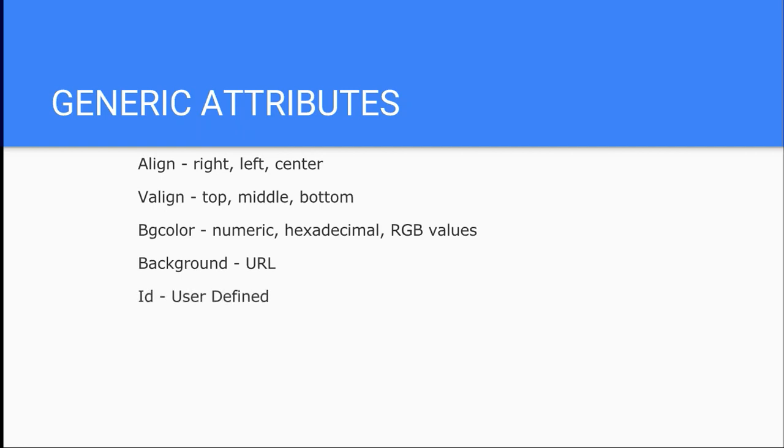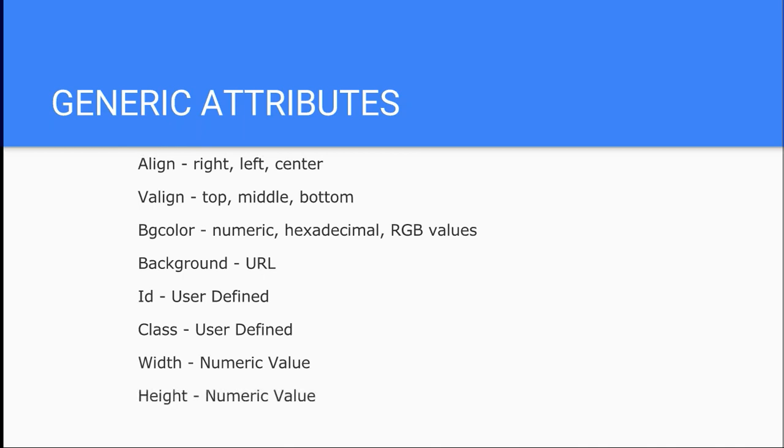And the next one is id. It's a user defined attribute, naming elements used with cascading style sheets, that means CSS. So we will discuss this when we deal with CSS. The next one is class. This is also user defined, and this is also for CSS. And the next generic attribute is width. This is also a user defined attribute. It specifies the width of tables, images, or table cells.